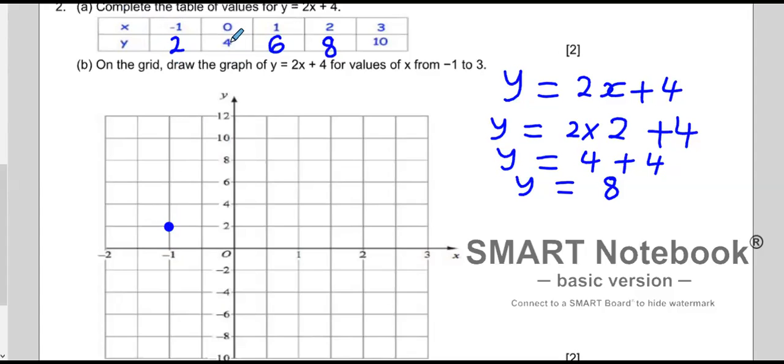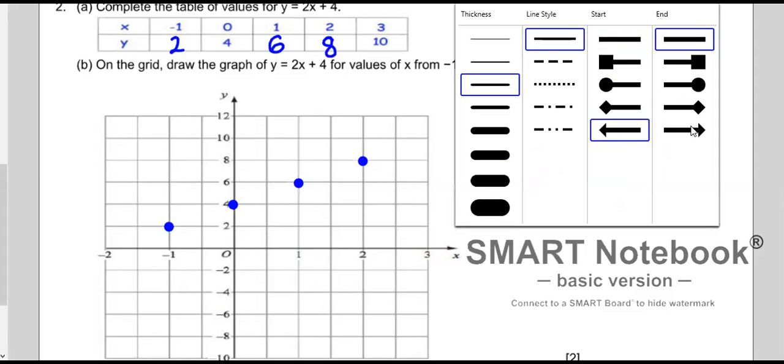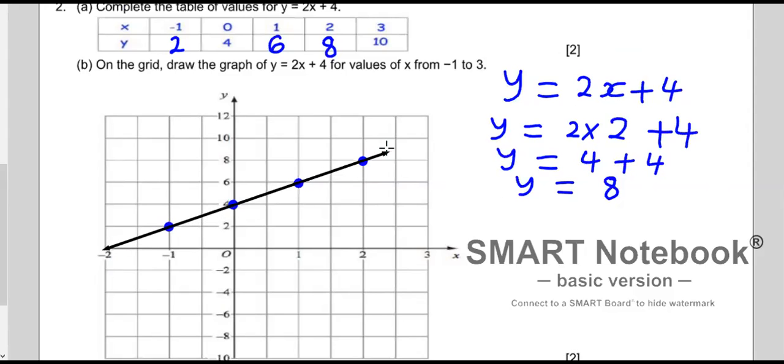And x is 0, y is 4, so it will be somewhere here. X is 1, y is 6, so you put a dot somewhere there. X is 2, y is 8, so you put a dot somewhere here. These are just coordinates. And then you take a pencil and draw a line connecting these points here, right?